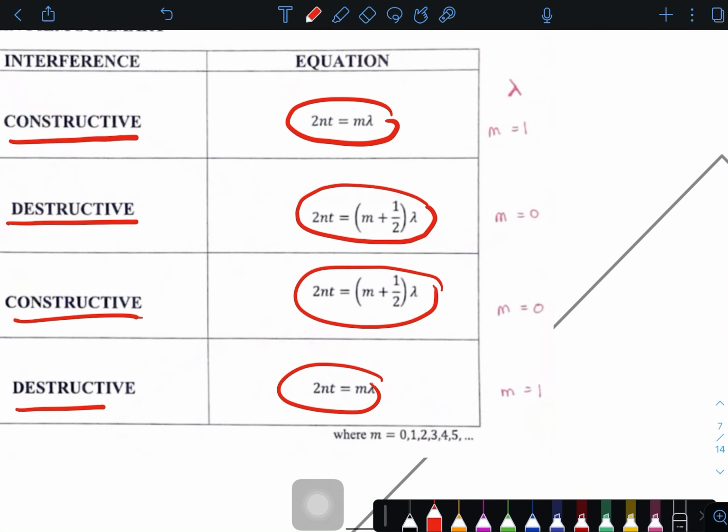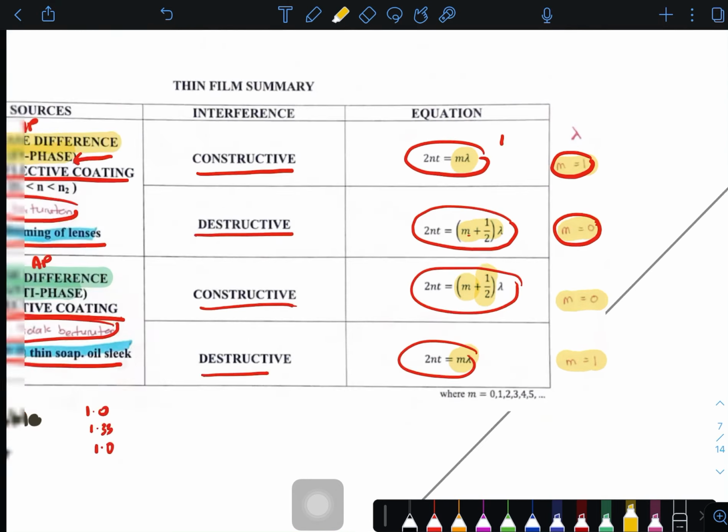Okay. But if the question asks the minimum thickness or minimum wavelength, biasanya minimum thickness, kita hanya akan ambil nilai M kita sebagai, kalau M lambda dia kena jadi 1. Kalau M plus half lambda, M equals to 0. Sebab dia nak minimumkan. Kalau this one, M mesti jadi kosong sebab we still have 1/2. Okay. Kalau M lambda tak boleh kosong sebab dia akan jadi kosong. So, M ni akan jadi 1. Okay. So, that's how we use this equation.